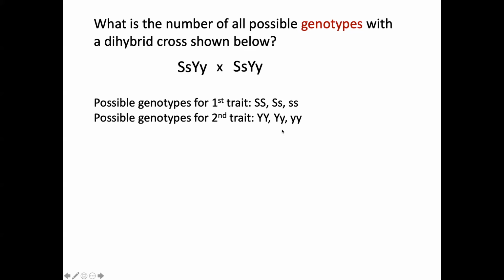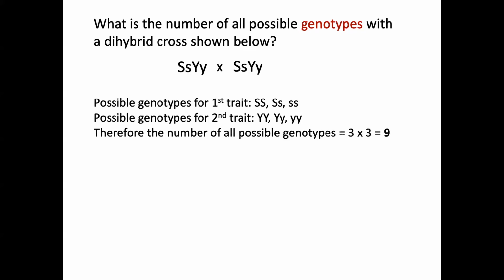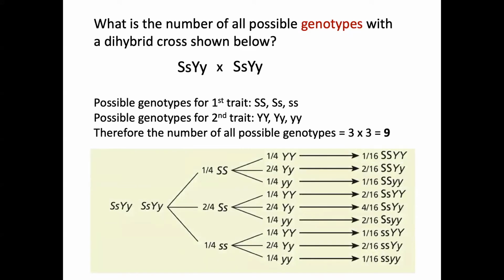Position 1 has 3 possibilities. And then position 2 also has 3 possibilities. Then the total possible combinations are 3 times 3 equals 9. So the answer is 9. If you check the branch line analysis, indeed, 9 is the correct answer. Remember, this is for the genotypes, right?